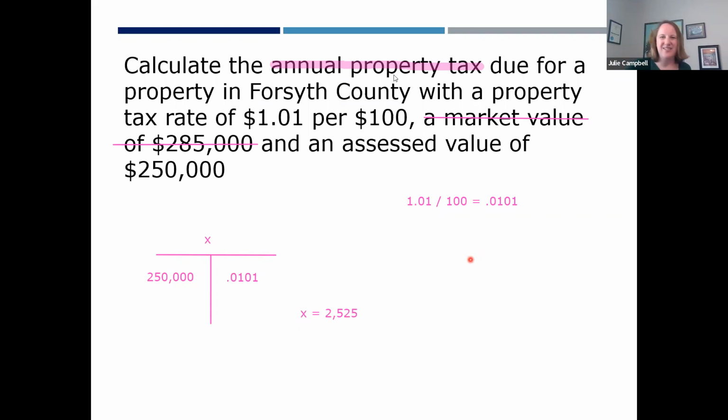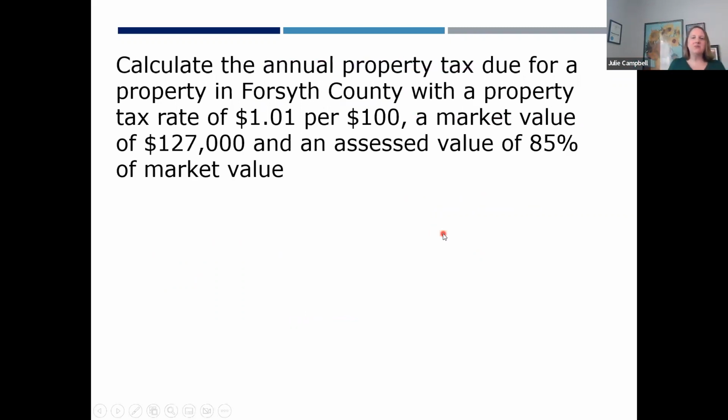All right, let's look at another one together. What do we do first? Just read. This one says calculate the annual property tax due for a property in Forsyth County with a property tax rate of 1.01 per 100, a market value of 127,000, and an assessed value of 85% of market value. We've read the problem. We're going to identify what the problem is asking for.